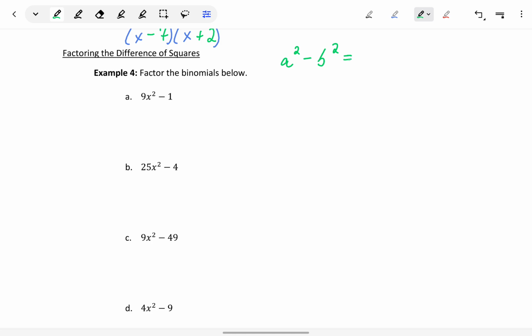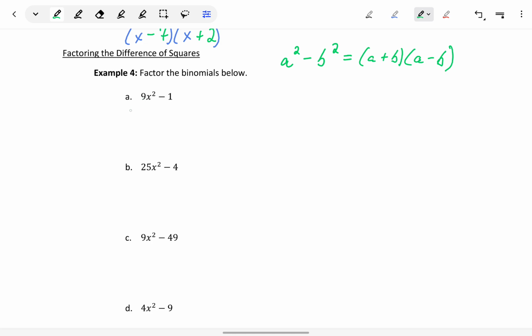If we have a polynomial expression like that, it will always factor into the form a plus b times a minus b. In order to apply this method then, we need to first recognize or verify that the expression we have fits this pattern. In part A, we have 9x squared minus 1.